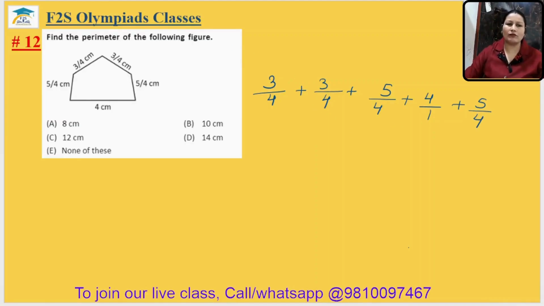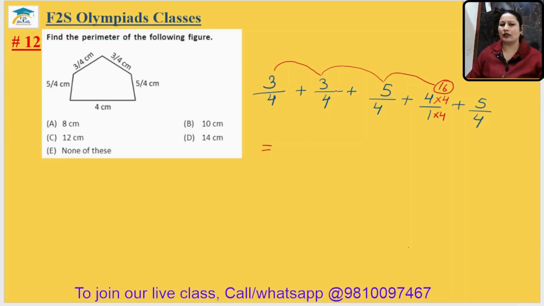So can we make this 4 by 1 by multiplying 4 with numerator and denominator both? So it will become 16 by 4. Okay? Now add all of the numbers. 3 plus 3, 9. 9 plus 5, 14. 14 plus 16 it is.